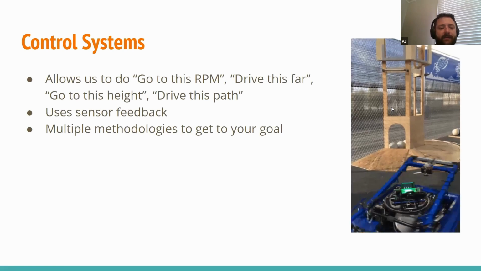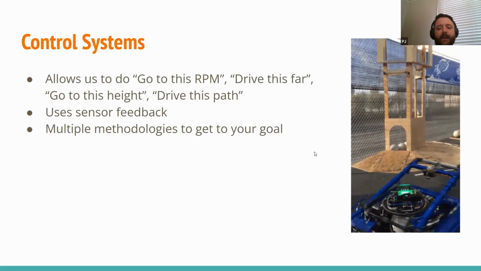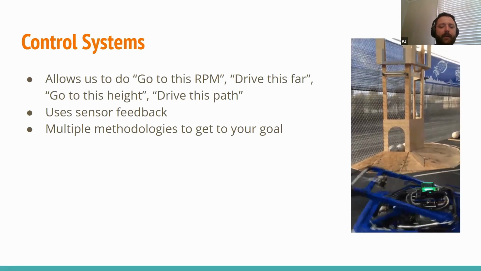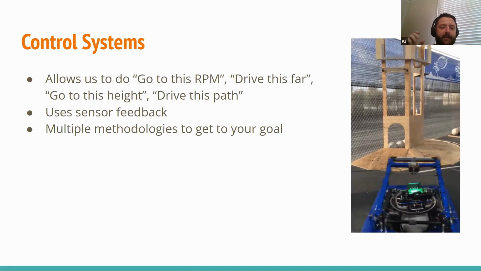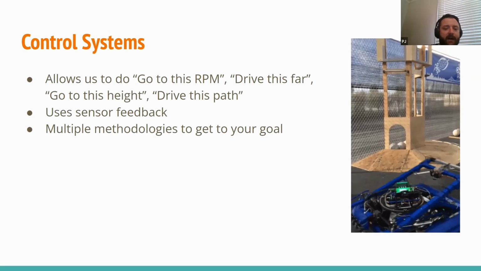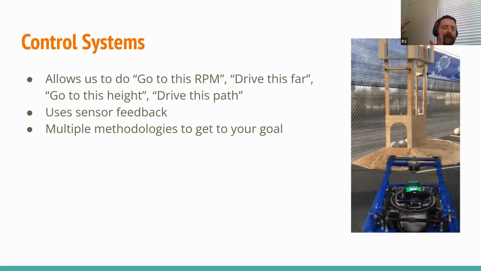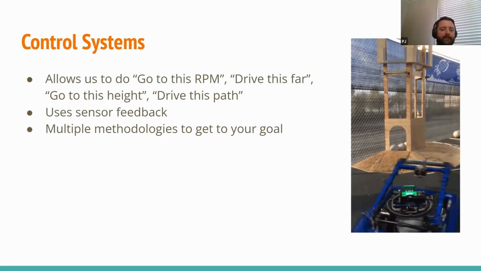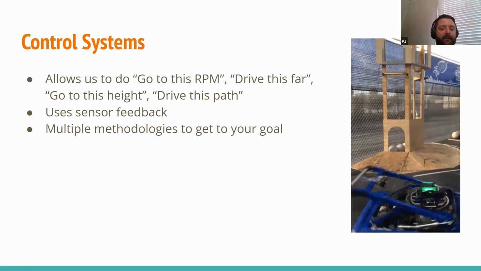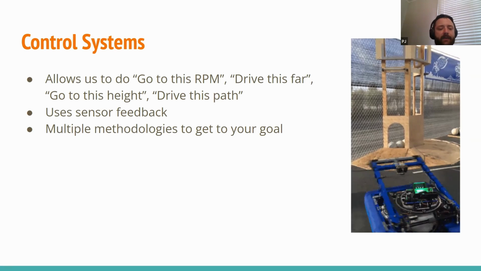So what is a control system? The basic idea is that we have some goal in mind. We want our shooter wheel to go a certain RPM so that our shots are more consistent. Maybe we want to drive off the auto line in autonomous, or we want to do a fancy path so we can score multiple balls, whatever. We need some way for our robot to do that, right? And the way that we do that is a control system.